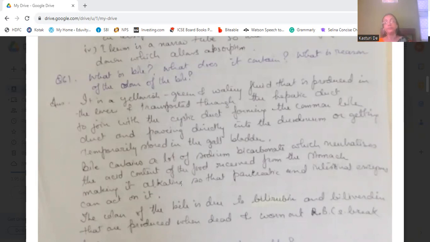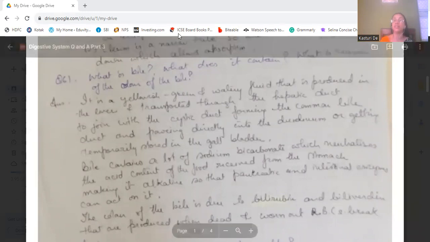The color of the bile is due to two pigments: one is bilirubin and another is biliverdin. And where are they produced? They are produced in the liver. They are formed by the breaking down of the dead and worn out RBCs. After the breaking down of the RBCs, these bilirubin and biliverdin pigments are produced, which provide the yellowish green color of the bile.